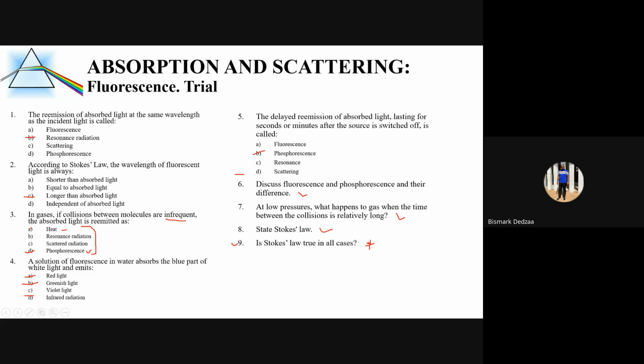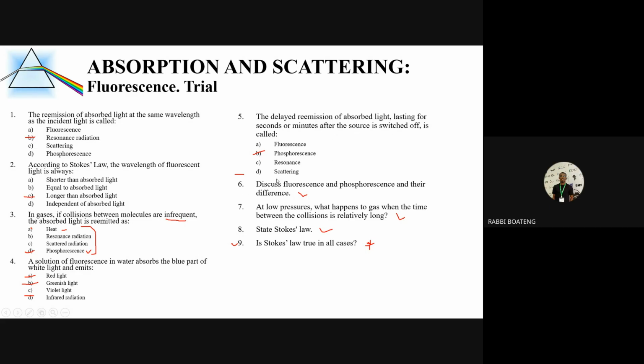If you read the question, it says a solution of fluorescein in water absorbs the blue part of the light and emits. So after absorbing, what does it emit? Exactly. We want to know the light that is emitted. Okay. Well noted.